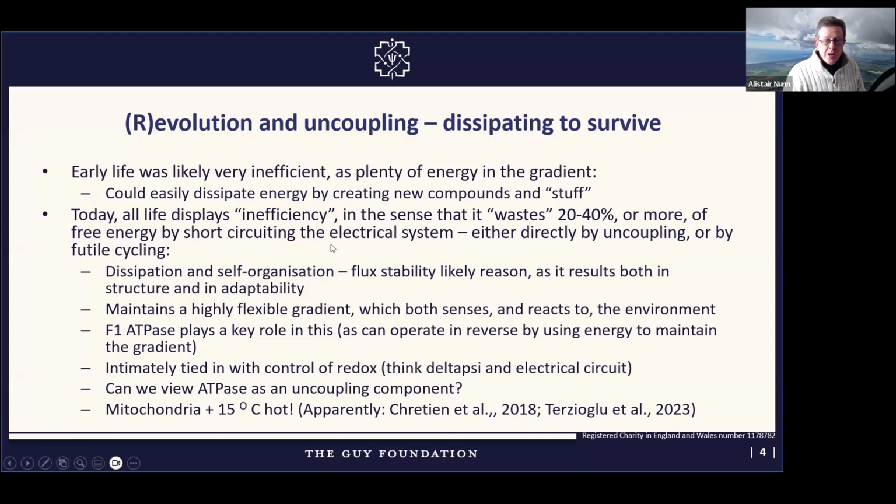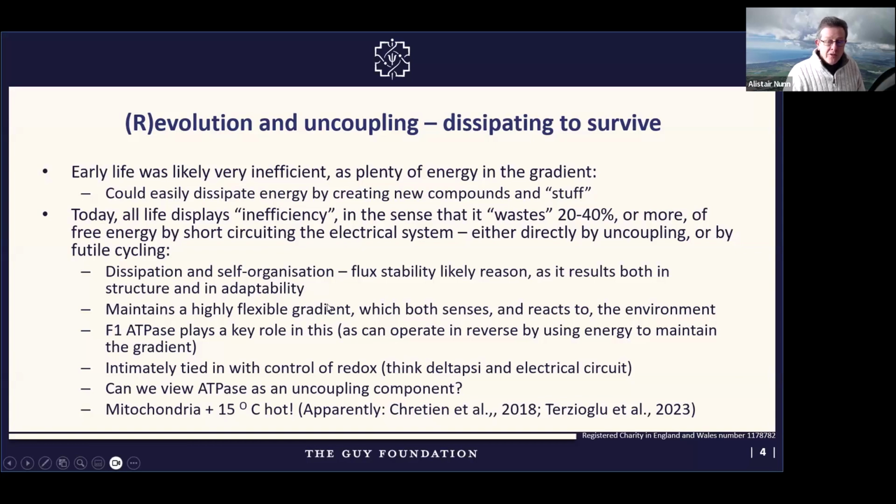Everybody who's into mitochondrial research knows about uncoupling. This is a process whereby the proton gradient, which is generated, is effectively short-circuited. But it seems to be very important in controlling life, and in effect kind of short-circuits the electrical system. But of course, it's fundamental to dissipation and self-organization, and so this concept of flux stability comes into this. But it also seems to be important in developing adaptability.